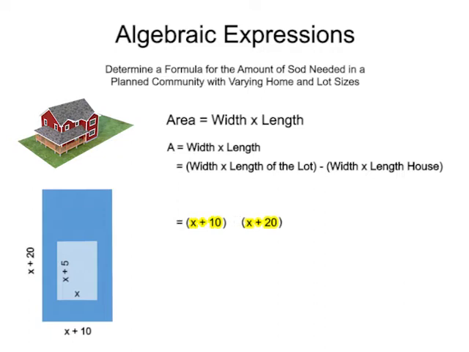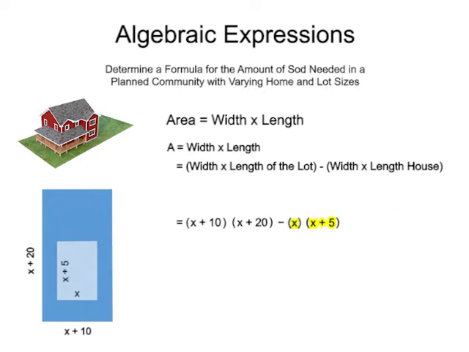In algebra, we don't use the symbol x to represent multiplication because it would make the equation look too confusing. Instead, we either use a dot or place terms next to each other, as in this example. Next, subtract the area of the house. The width of the house is represented by x, and the length of the house is x plus 5.